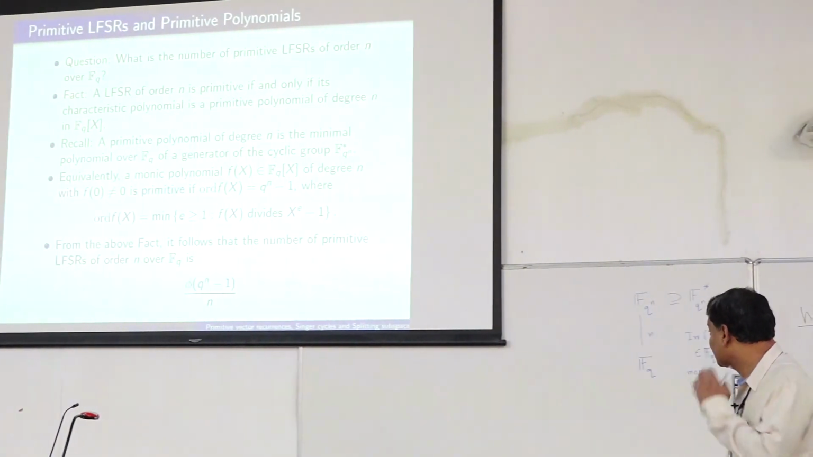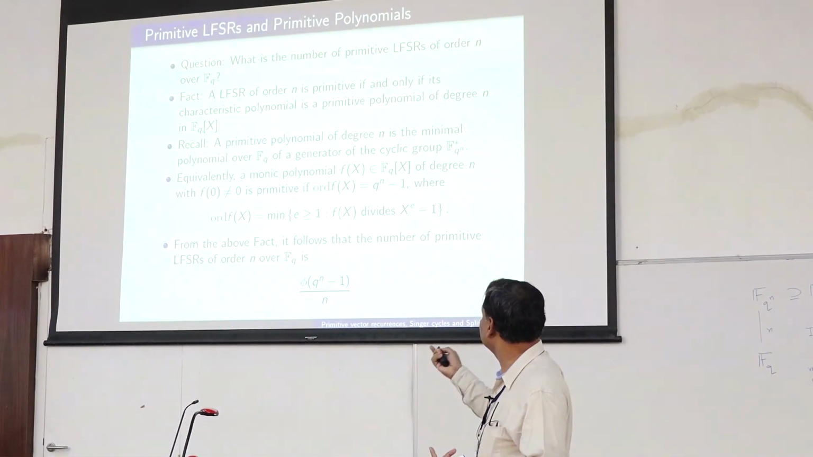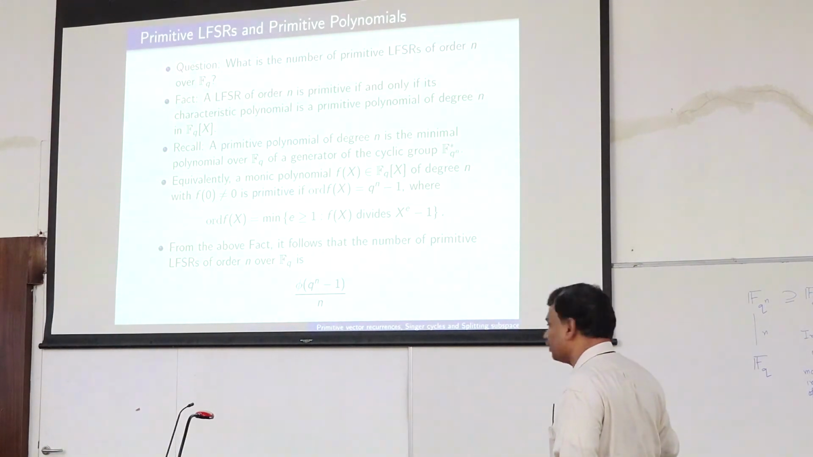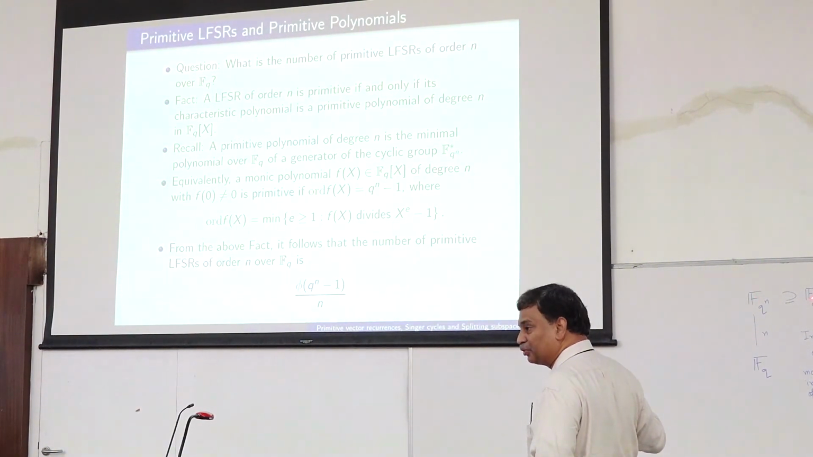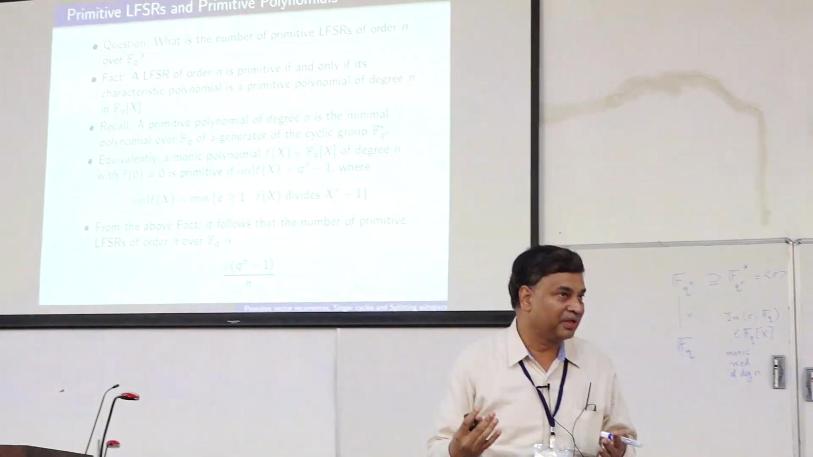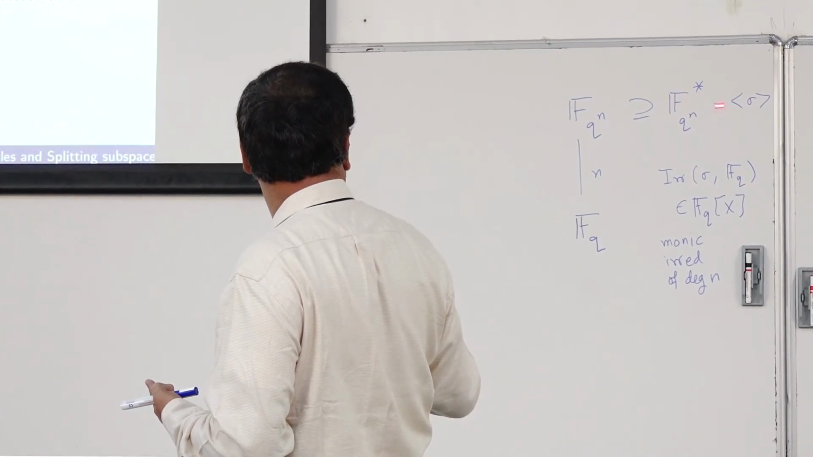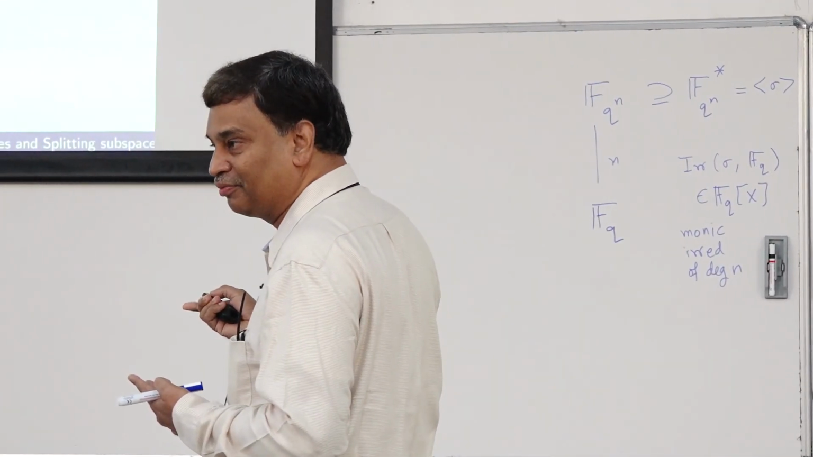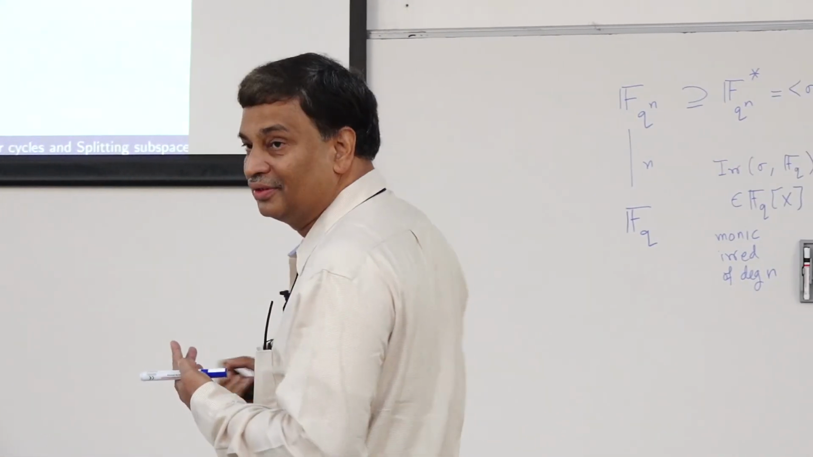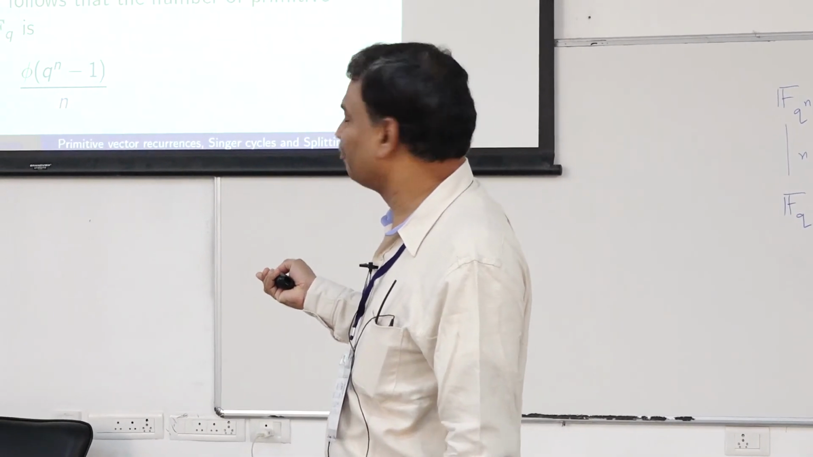Now, once you understand this connection, it is very easy to answer this question: the number of primitive LFSRs of degree n. How do you do that? You have this group here, cyclic group of order q to the n minus 1. How many generators does this have? That is phi of q to the n minus 1, the standard thing. So, the number of possible generators, possible sigmas, will be phi of q to the n minus 1, but now you are not counting generators, you are counting polynomials of degree n like that. A polynomial of degree n will typically have n roots. So, if you are counting polynomials, you have to divide by n.